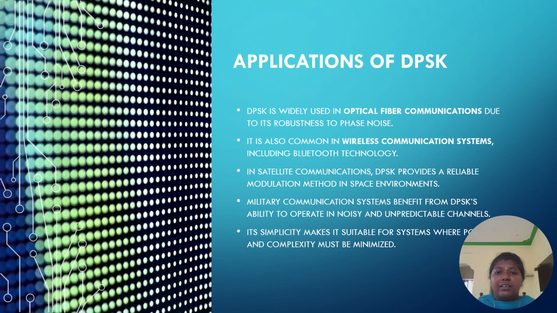Next, applications of DPSK. First, optical fiber communication, which is a connection carried by light. Then the wireless communication system, for example Bluetooth. Then satellite communication is directly connected with the satellite for internet, and military communication means communicating without any disruption by noise. It is easy to connect with each other. DPSK helps to connect with each other.